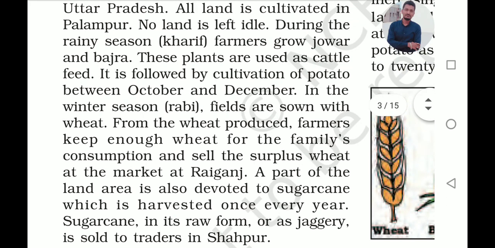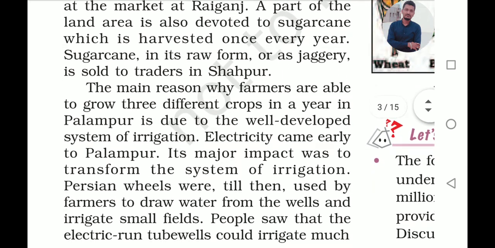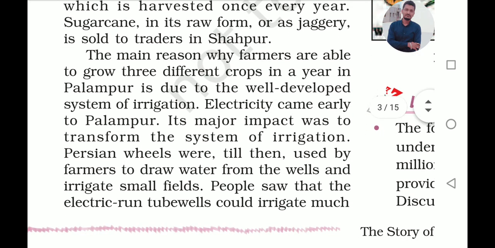Crops we have discussed here like jowar, bajra, kharif crops, then rabi crop, wheat, and sugarcane, that is the cash crop they are growing here. The main reason why farmers are able to grow 3 different crops in a year is their irrigation. Students, in Palampur, farmers are getting the regular supply of the water.